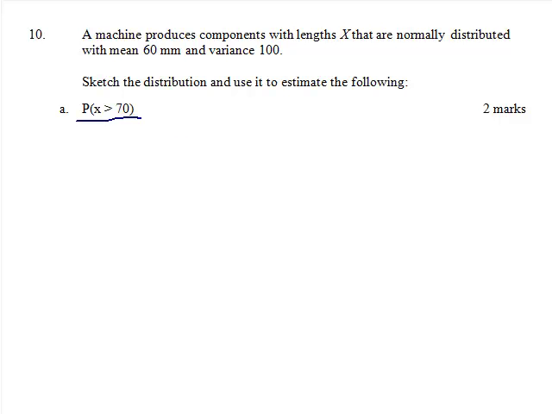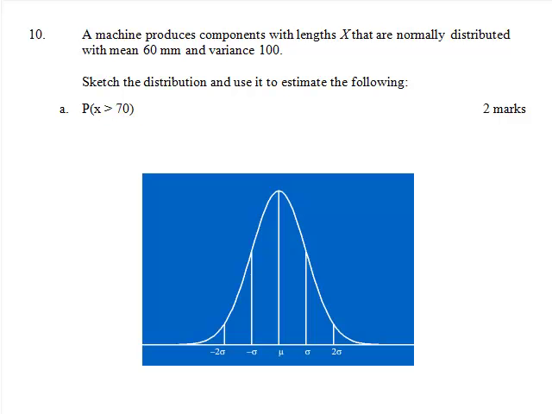Before we answer the question, let's just remind ourselves about normal distributions. A normal distribution has a mean of mu and a standard deviation of sigma. 34% of the population resides in this region, 14% of the population resides in this region, and 2% of the population resides in the tail there. These are approximations, but they're good enough for what we're doing in these questions.